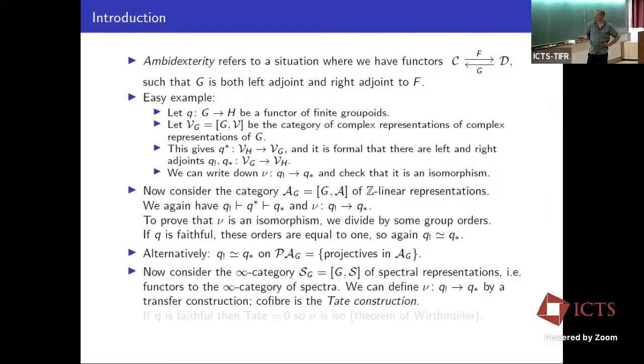So you've got your groupoid G, and SG is a category of functors from that to spectra. And it's, you know, again, very formal that you get this functor Q upper star from spectral representations of H to spectral representations of G. And then you want to say that it's got a left adjoint and a right adjoint.